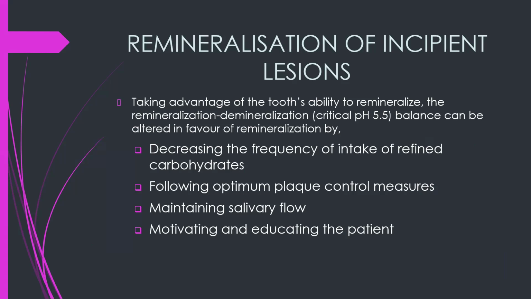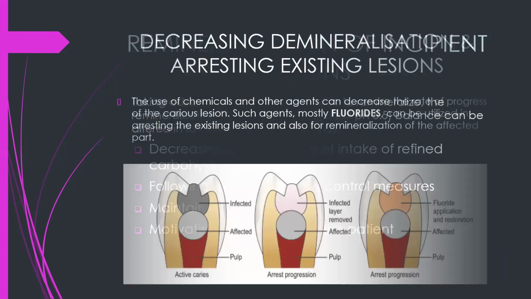So the critical pH of the saliva is 5.5, at which the remineralization and demineralization are at balance. To favor the balance towards remineralization in incipient lesions, we have to do these things, that is decreasing frequency of intake of refined carbohydrates. Patient has to follow optimum plaque control methods. We have to ensure that there is a good salivary flow. In case it is not there, we may give salivary stimulants. And most importantly, all this prevention has to be done by the patient. We are only helping. So motivate and educate the patient.